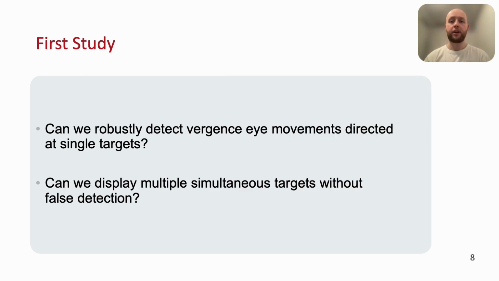We conducted a VR user study to collect data on eye movements while following moving targets to validate the effectiveness and robustness of our technique in detecting attention. We focused on two main research questions. First, can we robustly detect Vergence eye movements directed at single targets? And two, can we display multiple simultaneous targets without false detection? We also investigated the impact of cycle time, amplitude, target scaling, and other factors related to Vergence matching on attention detection performance.